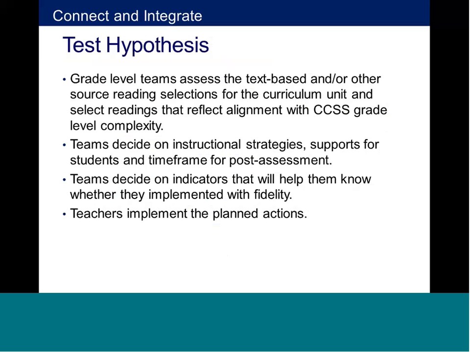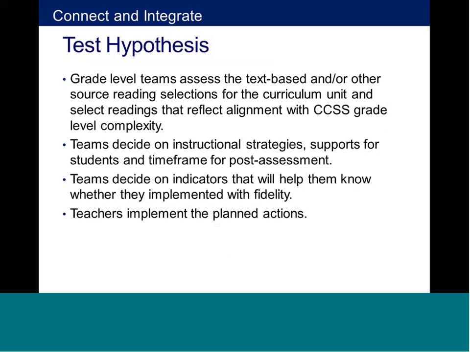So then they went about testing this hypothesis. So the grade level teams assessed their text-based and other reading source selections for their curriculum units, and then they made sure that they had a plan for getting at least 60% at the right level. They decided on instructional strategies and supports for their students and a time frame for post-assessment. And they recorded all of this so that the next time they came together, they knew what was expected.